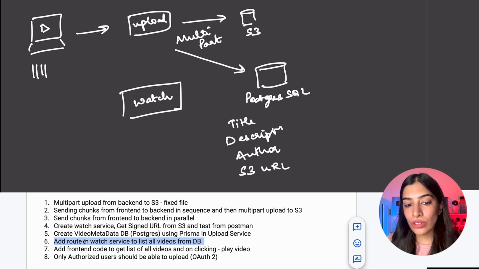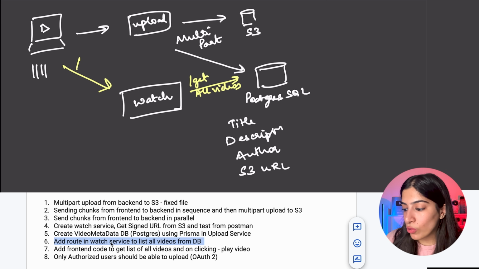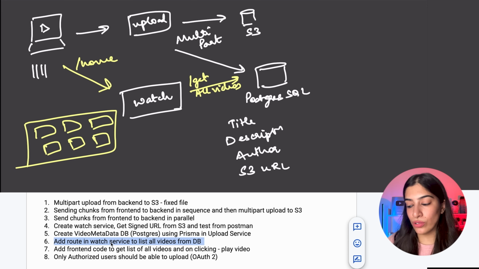And then we are going to add a route in the watch service to list all the videos. So right now we are going to be using the same DB itself. We are going to do something like get all videos. And our client will be able to, from our home, so basically the YouTube home is going to give all the videos, right? So there will be a list of videos on our client. So this is the next thing that we are going to do.